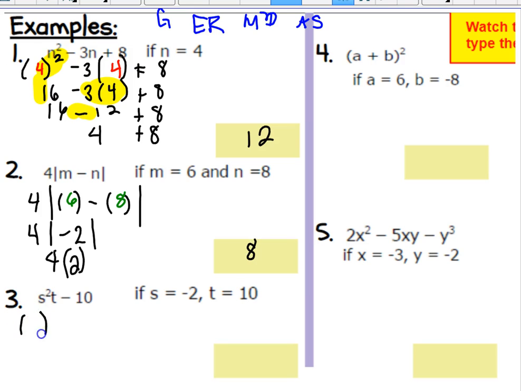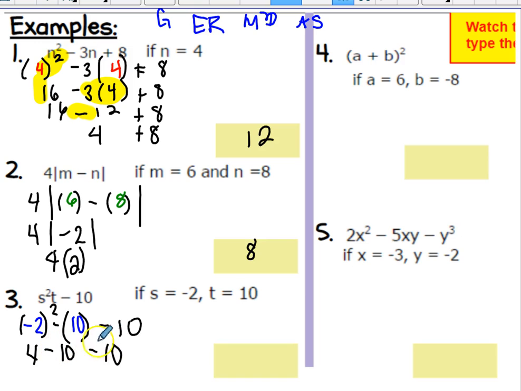We have s squared times t decreased by 10. This is telling me that for s, I need to replace that with a negative 2, and for t, I need to replace that with 10. Now it's time for us to follow our order of operations. We want to do parentheses first, but there is nothing to do in the parentheses. Next, exponents and roots, and I've got an exponent right here, negative 2 squared. Since that negative is in the parentheses, that means I need to square that also. So this means negative 2 times negative 2, which is positive 4.